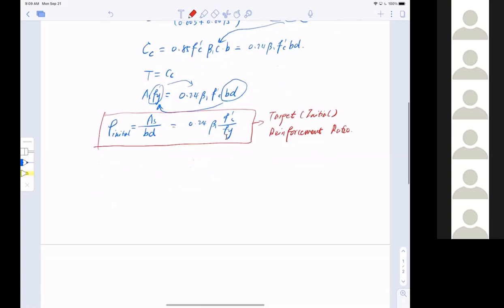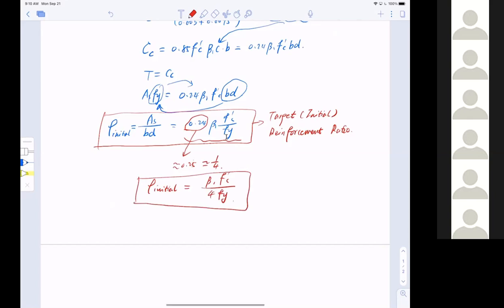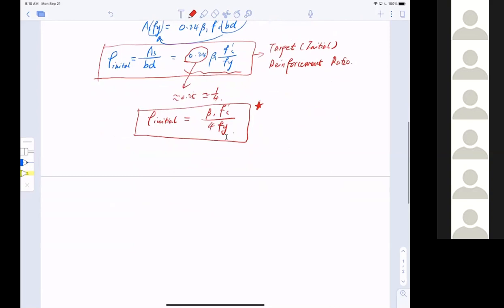Now this equation looks a little bit odd. It's not satisfying, it's just some decimal number, very hard to remember. I can see that this 0.24 is about 0.25, so make an approximation, that's about 1/4, a quarter, isn't it? So I can rewrite my initial reinforcement ratio into a simpler form, that is beta 1 f'c divided by 4 fy. So this is the target equation.